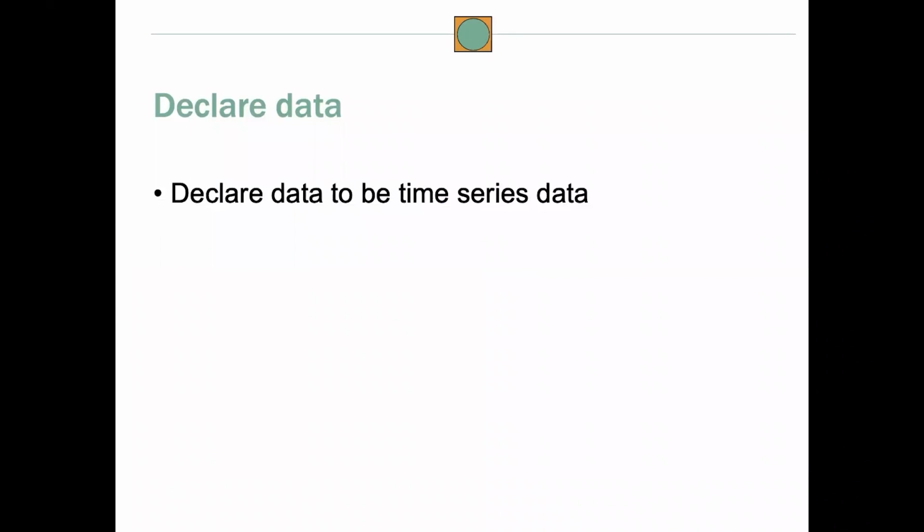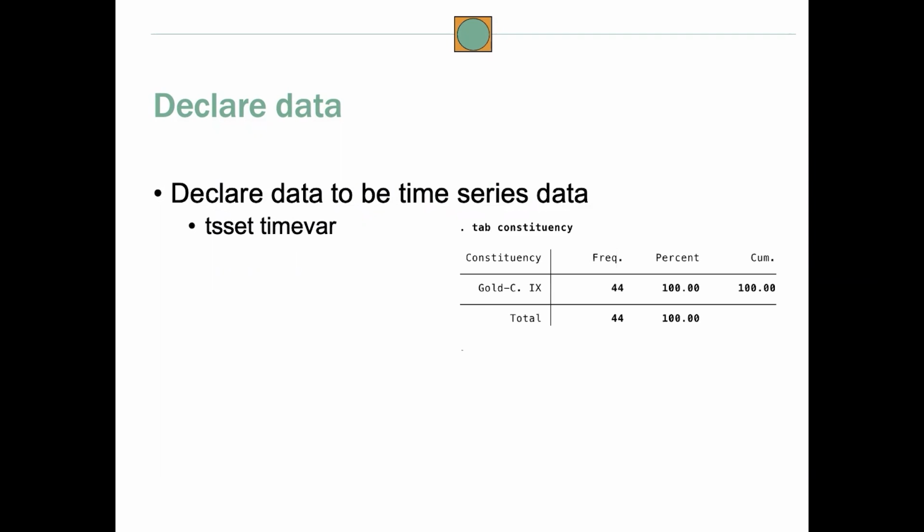So before we can start our analysis, we must first declare the data set to be a time series data set using the tset command. And if the data set does not contain multiple panels, then we'll have to use tset timevar. So if you look at the tabulation on the right, Gold Coast number 9 is the only constituency listed. And so assuming this was the case, we would only have one panel variable. And so we would use tset timevar.